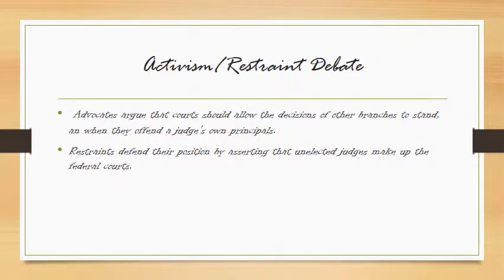Activism, restraint, debate. Advocates of restraint argue that courts should allow the decisions of other branches to stand, even when they offend a judge's own principles. Restraints defend their position by asserting that unelected judges make up the federal courts.